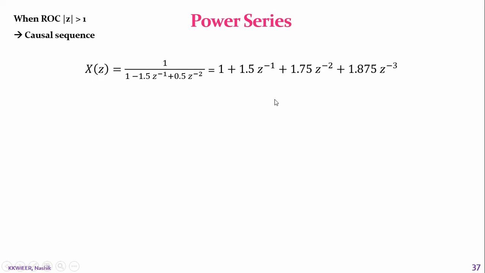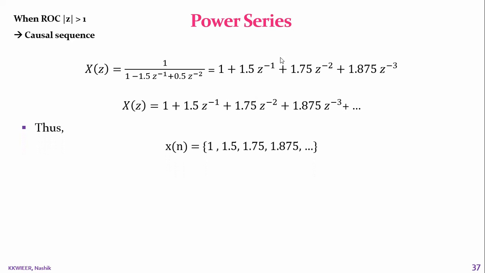So x of z can be given as 1 plus 1.5 z raised to minus 1 plus 1.75 z raised to minus 2. So how to get x of n from this? Just take the coefficients, that is the constant terms, and that will be your x of n. So this is the power series method or long division method, which is performed using a normal division process.